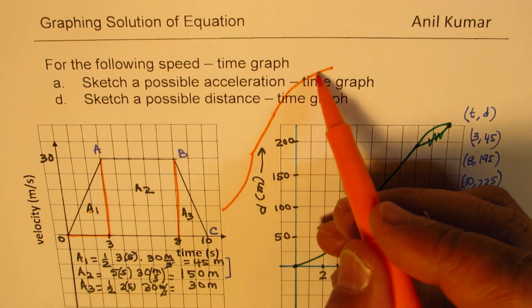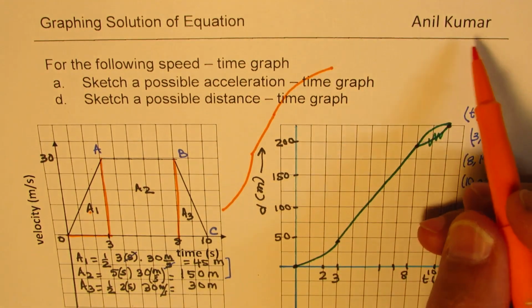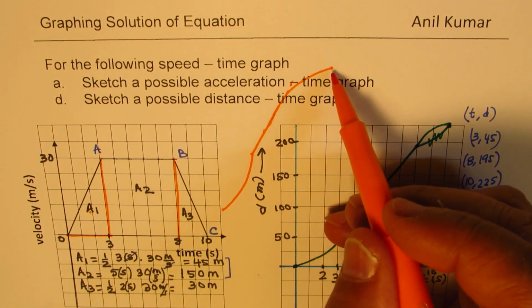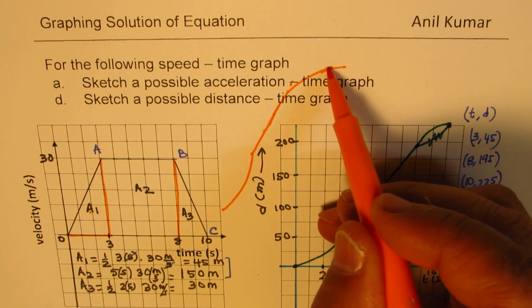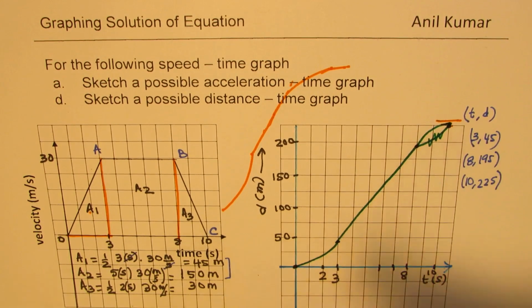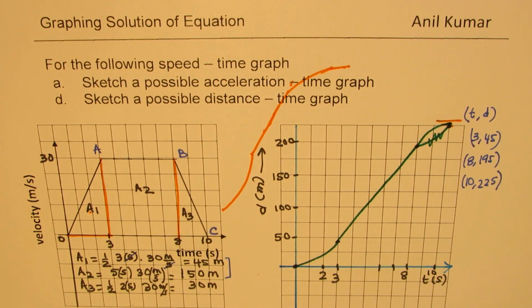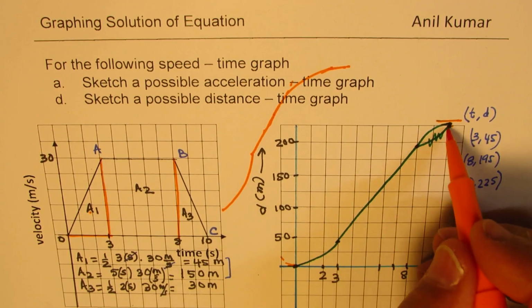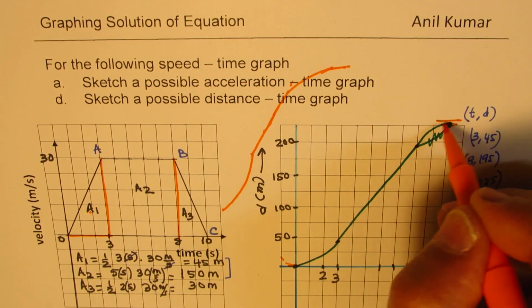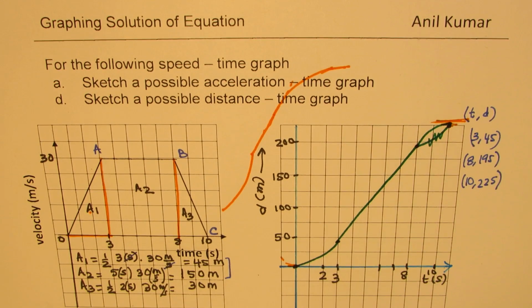So the distance is increasing, but at a lower rate, right? So it drops from this slope, which was 30, to 0. So it will be kind of like this, tapering down, as you can see, a horizontal line here at the tip, right? So it becomes almost 0. And end also with 0. That means if I drop a tangent here, it will be horizontal. So that's kind of important to understand.